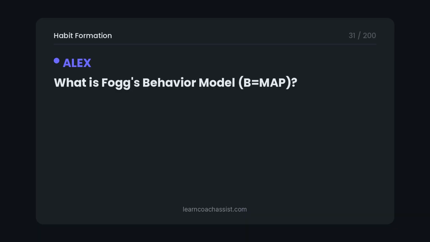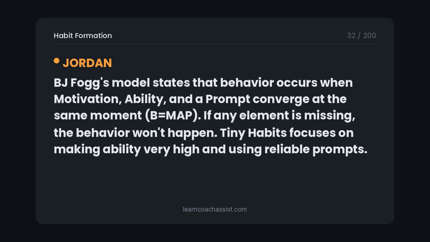What is Fogg's behavior model? B equals MAP. B.J. Fogg's model states that behavior occurs when motivation, ability, and a prompt converge at the same moment. B equals MAP. If any element is missing, the behavior won't happen. Tiny Habits focuses on making ability very high and using reliable prompts.